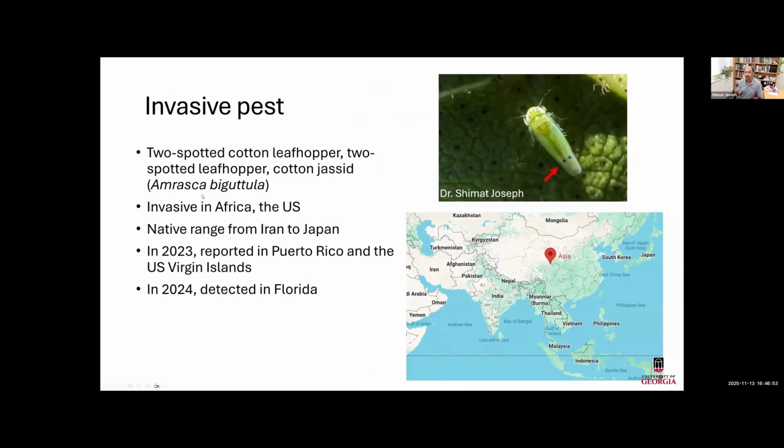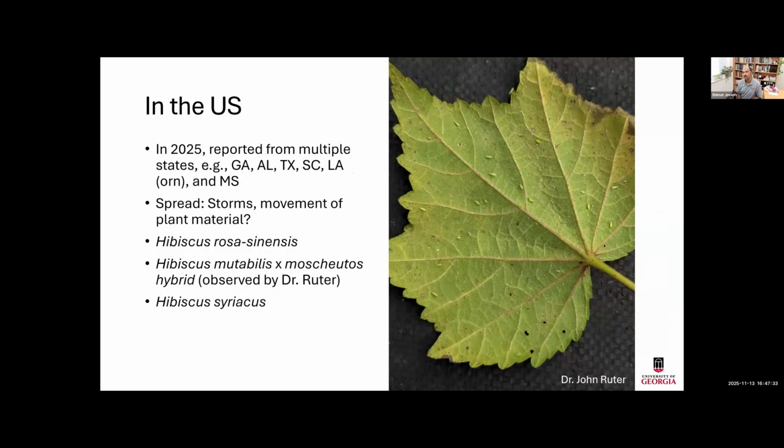Two-spotted cotton leafhopper, that is an emerging pest. I would say this actually hit us this year. Okay. So we call it two-spotted cotton leafhopper or two-spotted leafhopper or cotton jassid. It's basically a leafhopper. Okay. And it is actually native to Africa, anywhere from Iran and all the way to Japan, in this whole range where these are naturally present. And they got introduced in 2013. We started seeing them in Puerto Rico and the US Virgin Islands. And last year, it was detected in Florida. And this year, we have it in 5 states already. Okay. The problem here is cotton. It's a major problem in cotton.